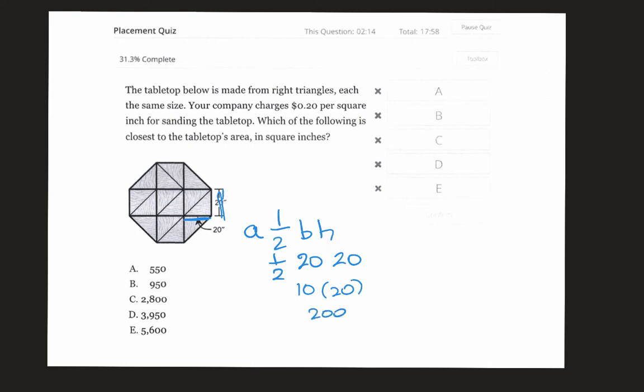But then you have to remember that we had how many of those? 14 of those. So we'd have to multiply the area of one triangle times the number of triangles that are contained on this tabletop. And we would end up with, this is our answer.